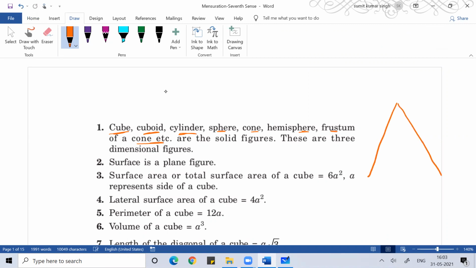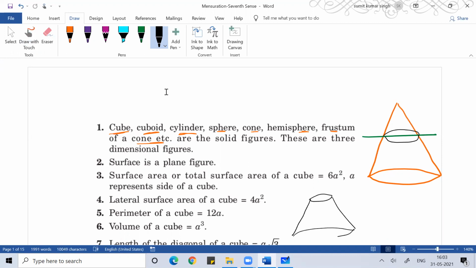This was removed from the syllabus probably last class because of shortage of the portion, in ICSE and other boards. What is frustum? Basically, if you cut this cone, you are automatically left with a shape like this. This is small r, and we represent the other as capital R.